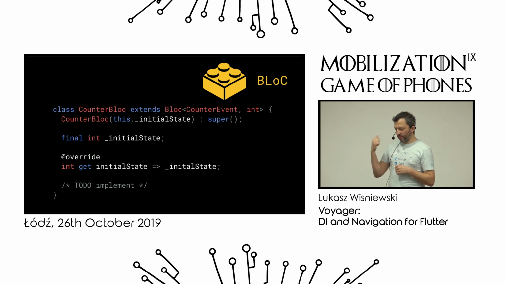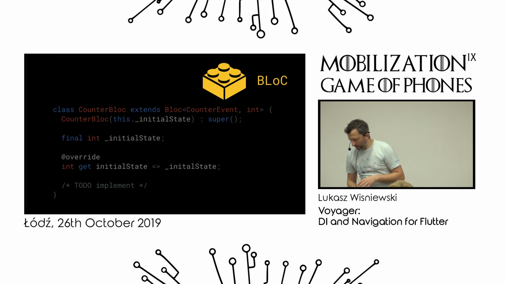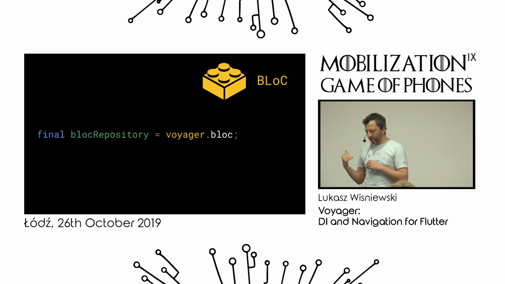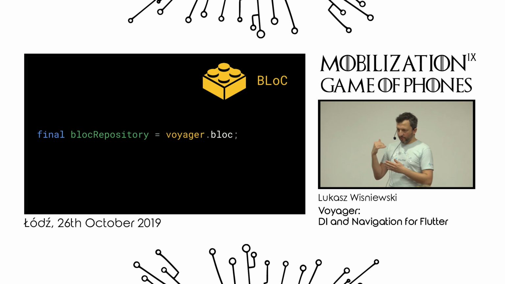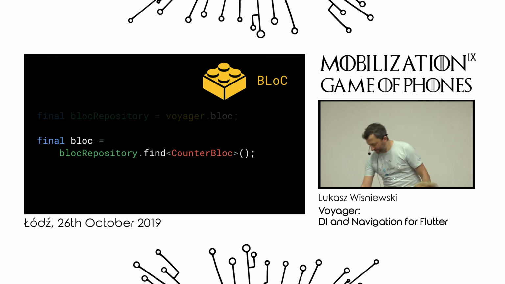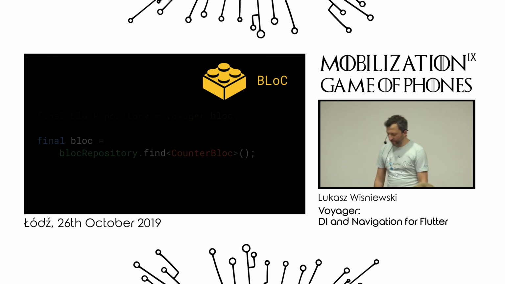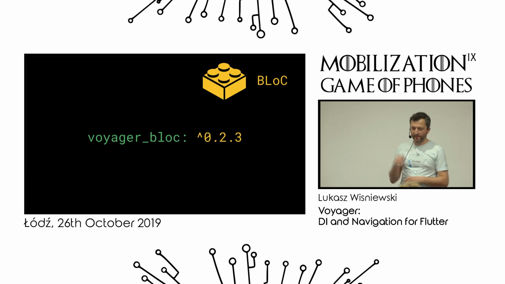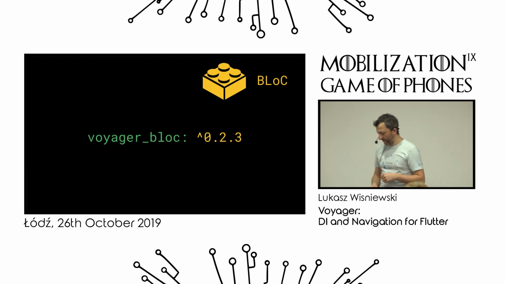I had to modify counter bloc to accept an initial state as an argument. So here's how you can do this. And in the widget space, you can get a bloc repository and find any bloc by type. And this is available as well on pub.dev. So if you're a Bloc fan, check it out.